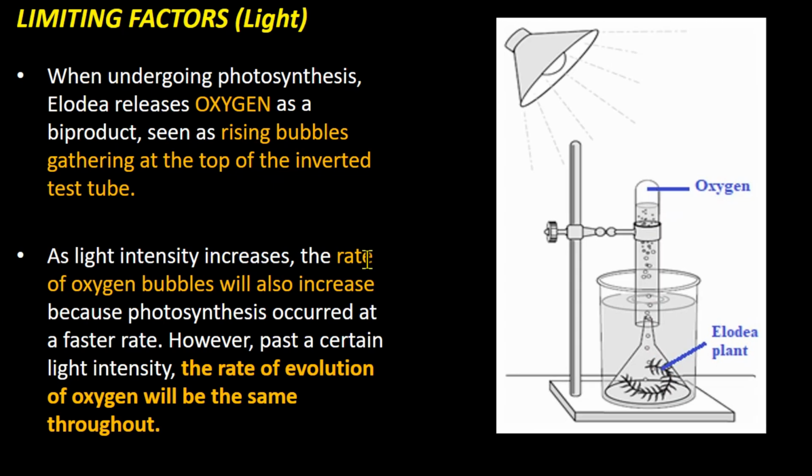So as light intensity increases, the rate of the evolution of these oxygen bubbles will also increase, which means you'll be seeing more of them coming out per second or per minute, because photosynthesis is occurring at a faster rate. However, past a certain light intensity, the saturation point I mentioned, the rate of the evolution of oxygen will be the same throughout. So at a certain point, it's going to plateau.